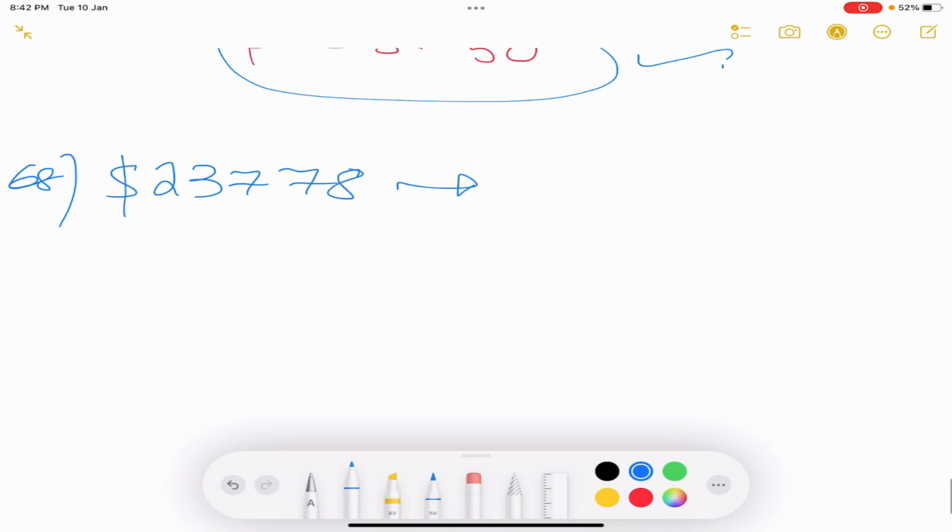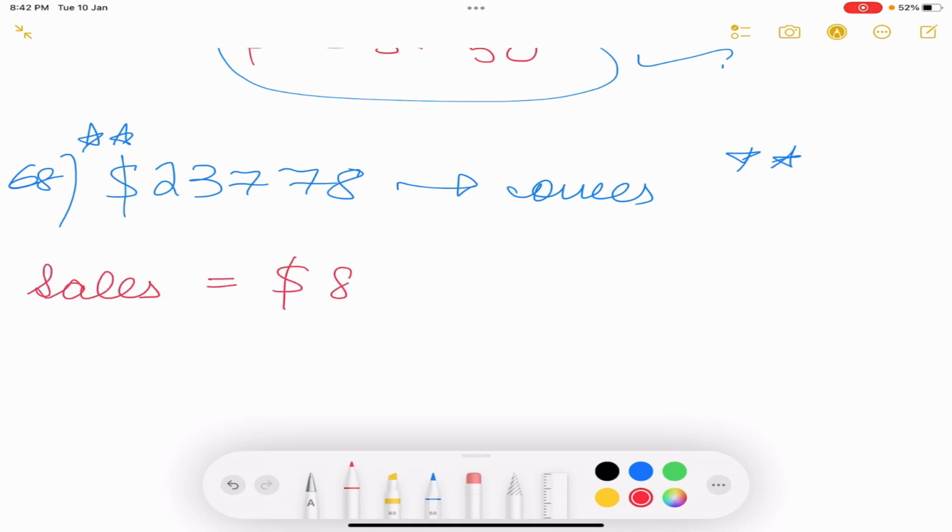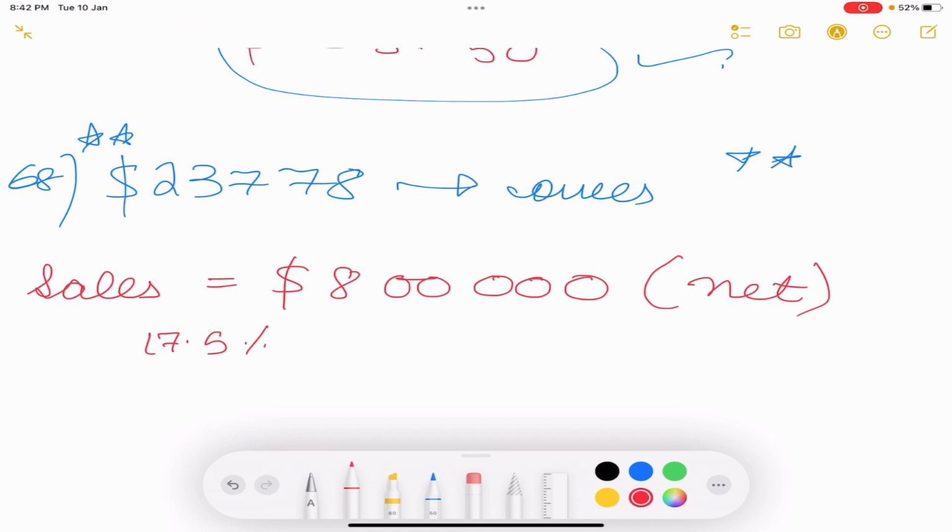So this much he already owes to the sales tax, right? So let's keep this in mind. What is given in the question? How much sales took place? 800,000 sales took place, and this is the net value which is given in the question, right? And 17.5% of sales tax. So if I want to find the tax, what is it going to be? Rate upon 100, since net value is given, right?